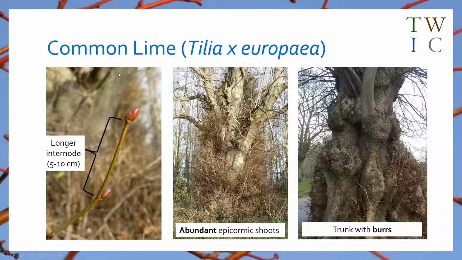And finally, one other feature that can be useful to tell it apart from small-leaved and large-leaved lime is the internode length, so the gap between two buds. In the common lime, the internode length is much longer than the other two limes. So here, 5 to 10 centimetres. In the small leaf lime and large leaf lime, it can be anything from half a centimetre up to 4 centimetres. So that can be quite useful. And if you use the AIDGAP key, you'll see that the size of the buds is another feature to tell them apart. So as you might expect, small leaf lime would have smaller buds than common and large leaf limes.